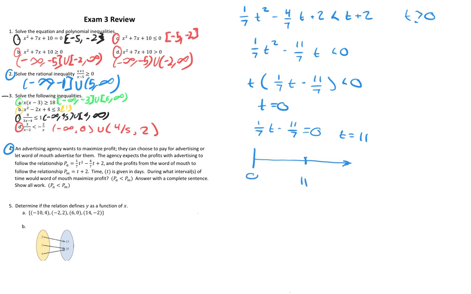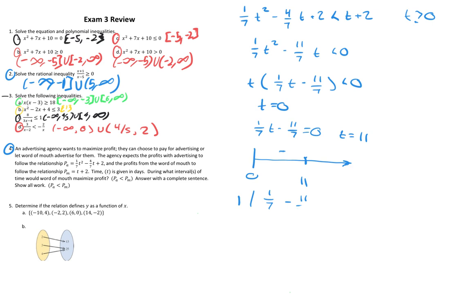So now if we go ahead and plug in a number between 0 and 11, say 1, right here is where we want to plug it in. We'll have 1 times 1/7 minus 11/7. You can see that this is going to be 1 times negative 10 over 7, which is, in fact, less than 0. Let's go ahead and put a negative mark right there.